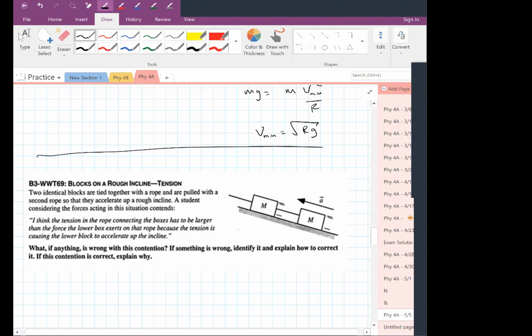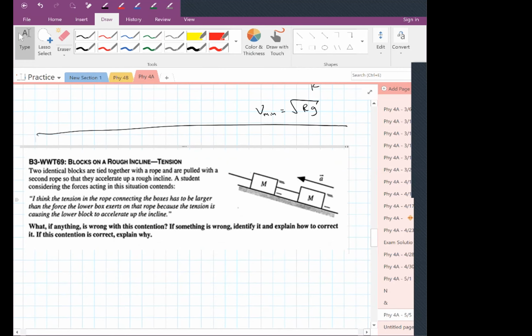So here we've got two boxes being pulled up an incline, tied together with a rope. They're going up a rough incline. That means there's friction there. A student considers the forces acting on this and says, I think the tension in the rope connecting the boxes has to be larger than the force the lower box exerts on that rope, because the tension is causing the lower block to accelerate up the incline.